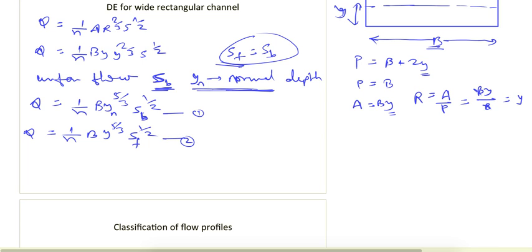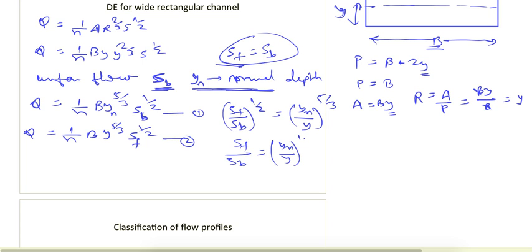Now if I divide the second equation by the first, I'll get (SF by SB) to the power 1 by 2 is equal to yn upon y to the power 5 by 3. So SF by SB is equal to (yn upon y) to the power 10 by 3.